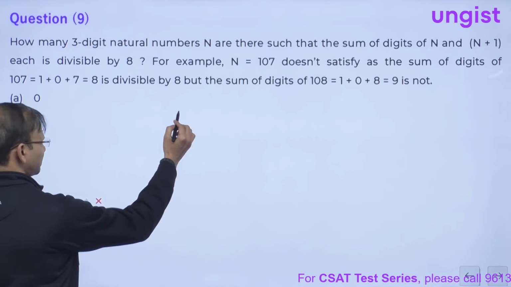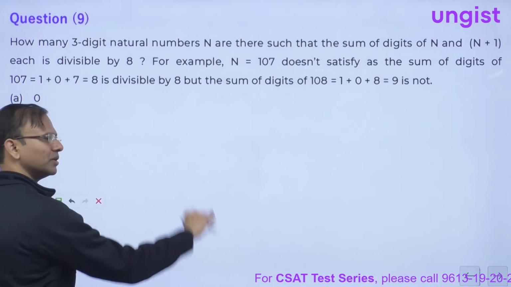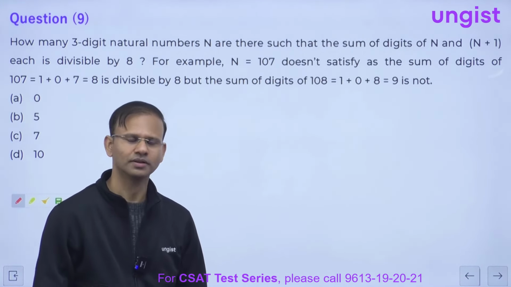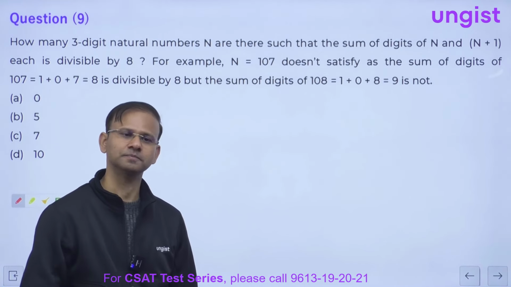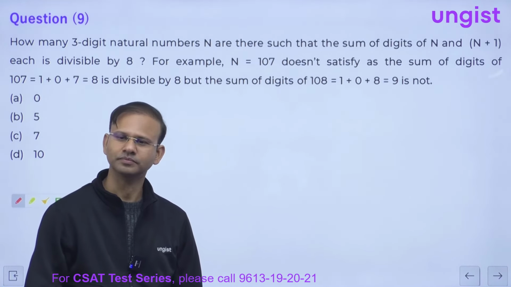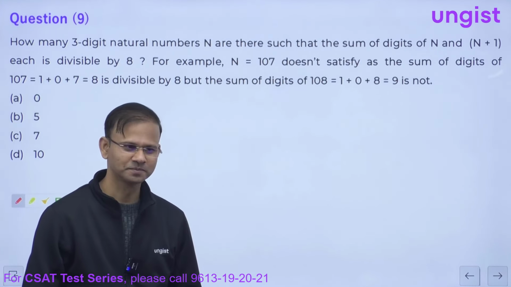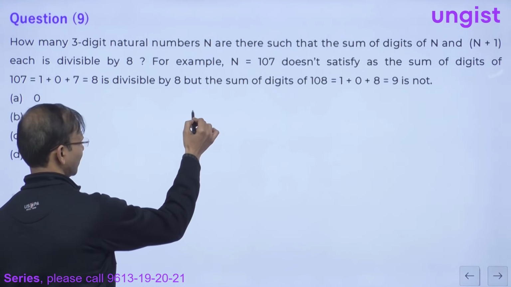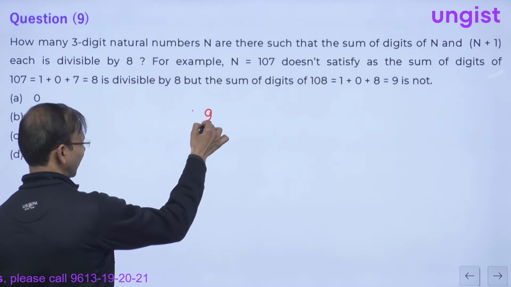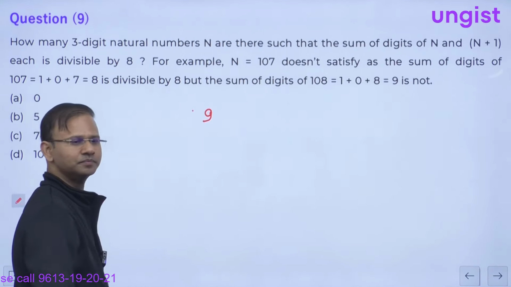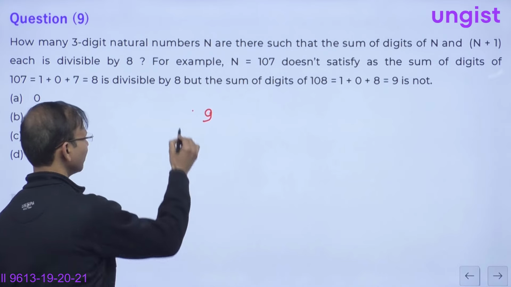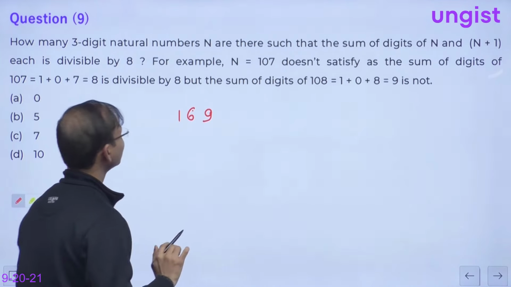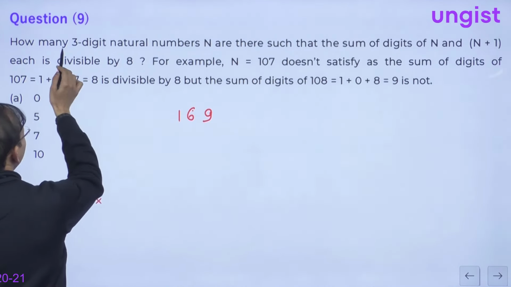See, all of you, can you suggest me a number whose sum of digit is 16 and it is ending with 9? Whose sum of digit is 16 and is ended with 9? Dekhiye. 9 plus what is 16? 9 plus 7. Right, so 169. Clear? Question is saying, how many 3-digit number?